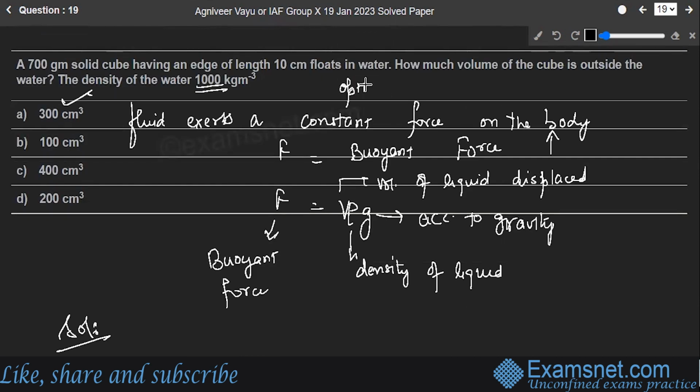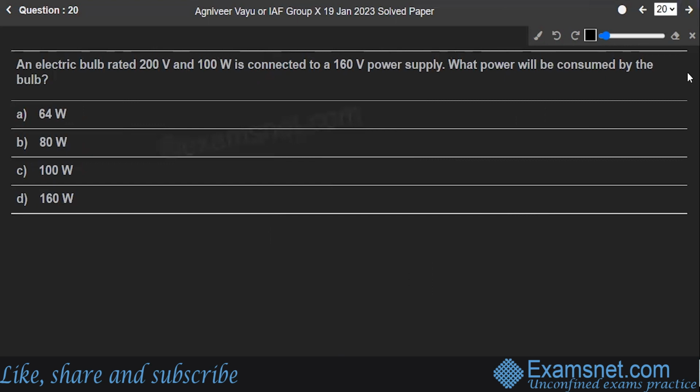Option A is the correct answer. Hope you got this. Next is question number 20. An electric bulb rated to 200 volts and 100 watt is connected to a 160 volts power supply. What power will be consumed by the bulb?